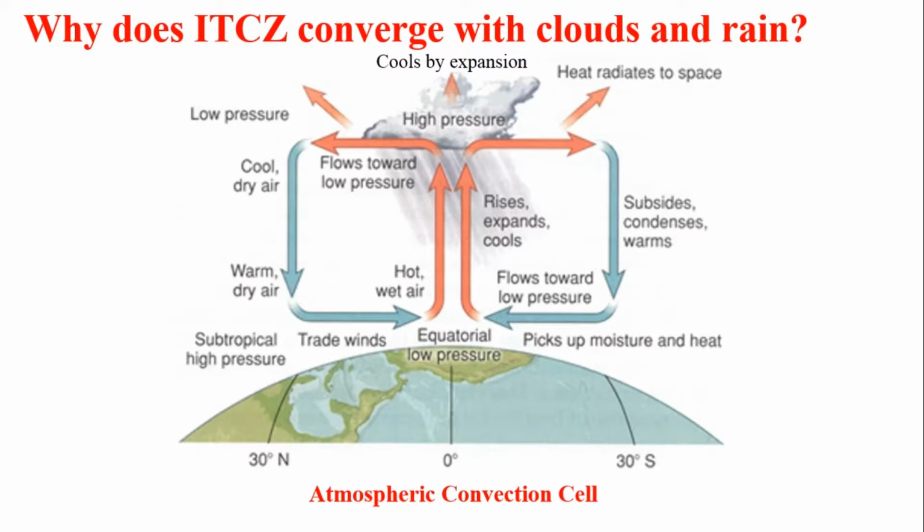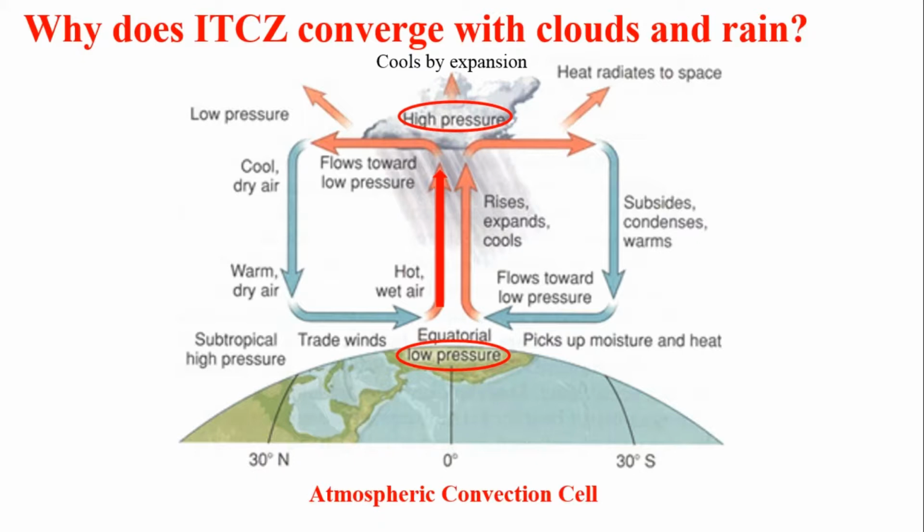Firstly, in order to explain the convergence of clouds and rain near the ITCZ, we need to explain the atmospheric convection cell. Because of the direct sun rays, the atmosphere at the equator is warm. Because of greater buoyancy, the warm air rises with great moisture at the equator, making the equator have low pressure near the surface and high pressure at the upper troposphere.